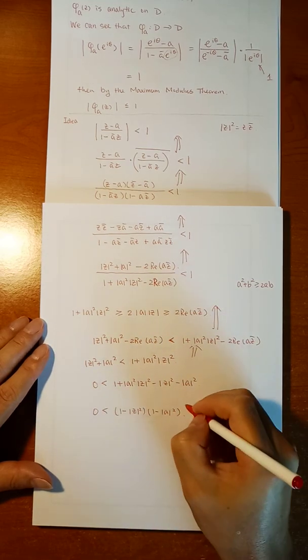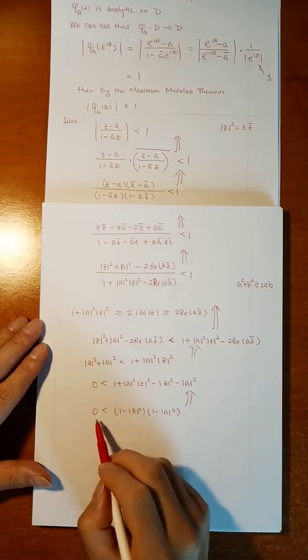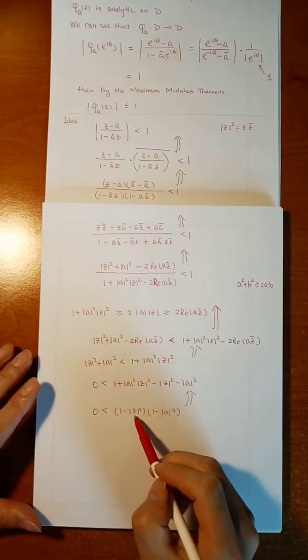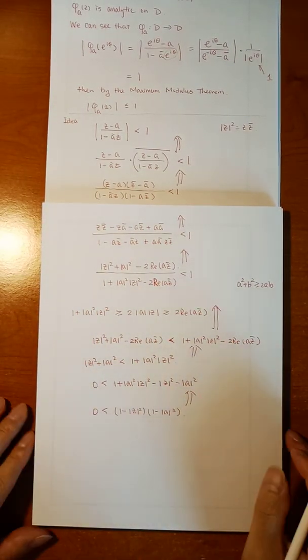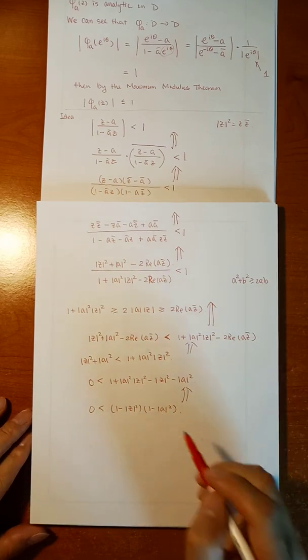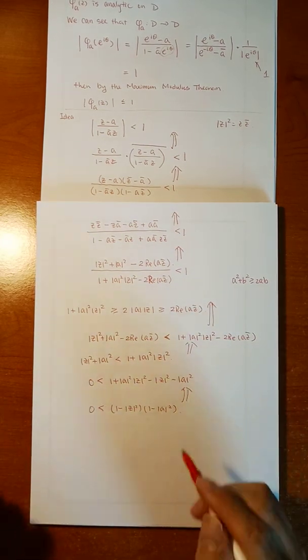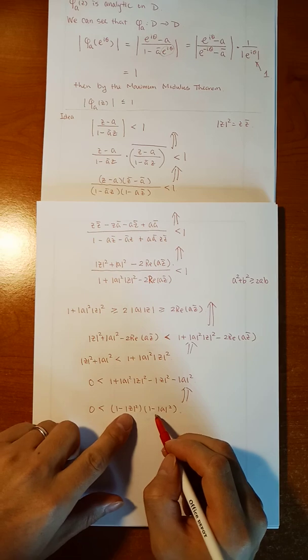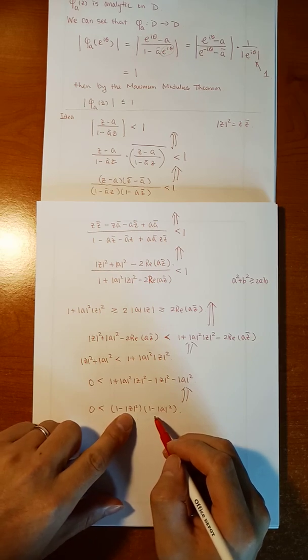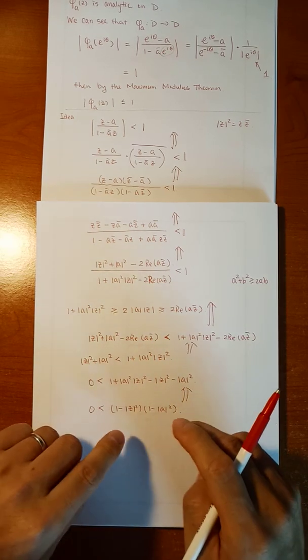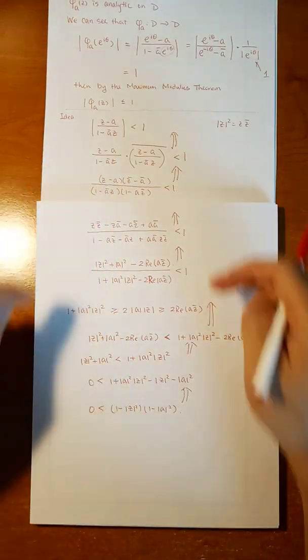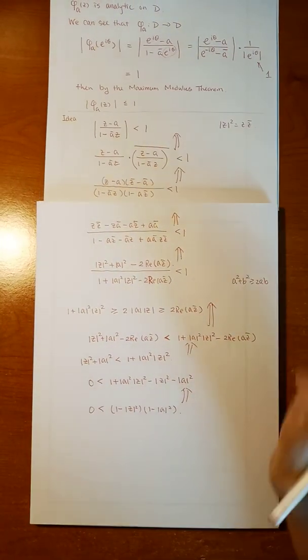It's a simple factorization. This one is greater than 0 for sure because Z is inside the open unit disk. A is also inside the open unit disk. So those two subtractions are both positive, the product is positive, and then you start from here, go backwards step by step, you will eventually have this, right?